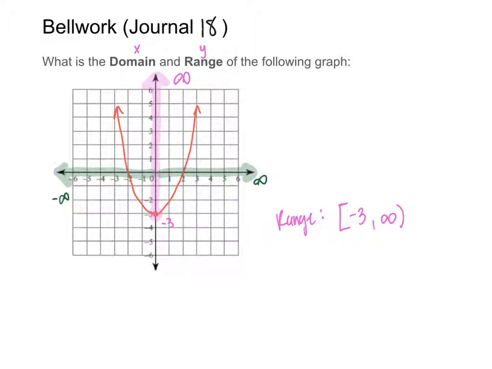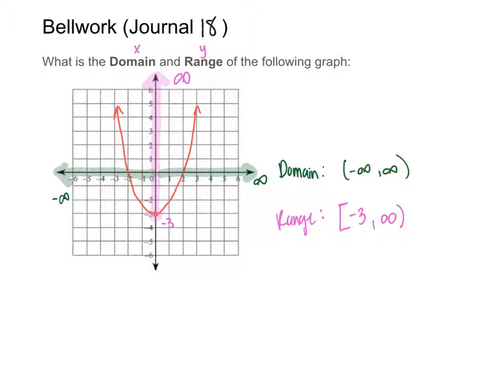So if it goes from -infinity to +infinity, that's all of the x values on this domain, on this x-axis. So we're going from -infinity to +infinity because that's the lowest x value that's going to go. That's the highest x value.